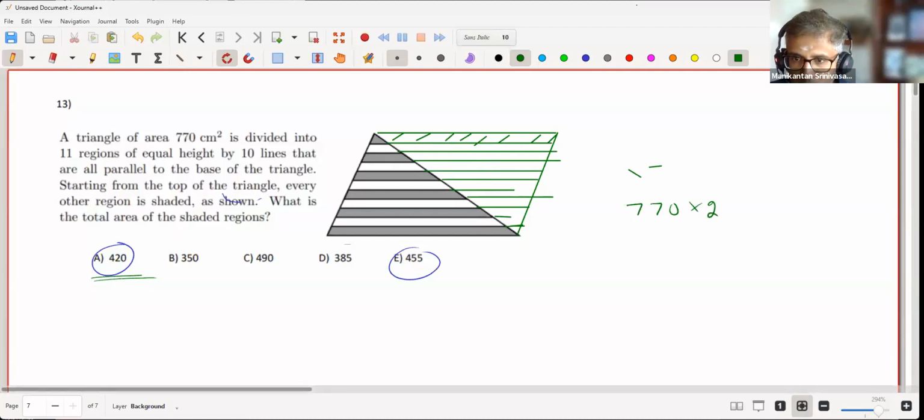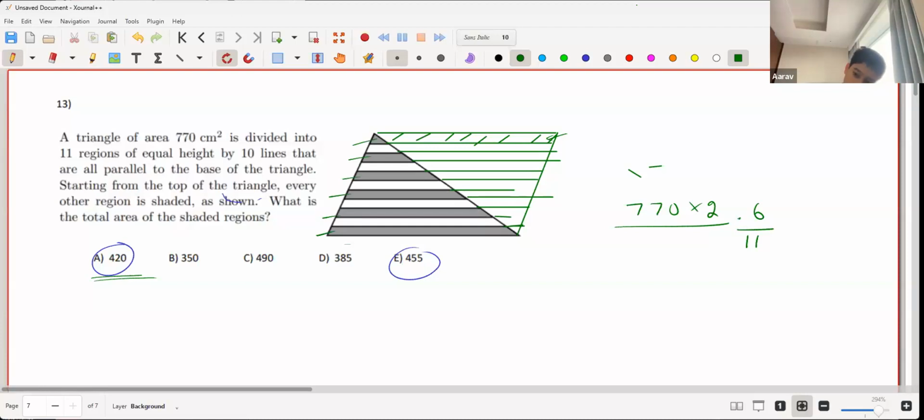So 770 into 2. But now each of these stripes is the exact same area, because all of them have the same height and same length. So it's just counting the number of stripes: 1, 2, 3, 4, 5, 6. 6 out of the 11, which is why it's slightly more than half. So effectively 6 out of 11, right? Oh, and divided by 2 now, right? Yes, divide by 2.